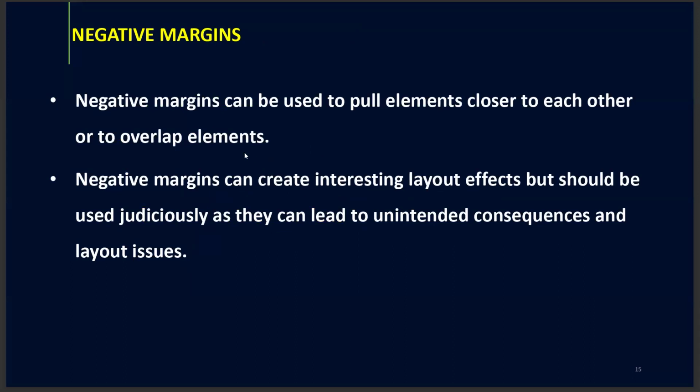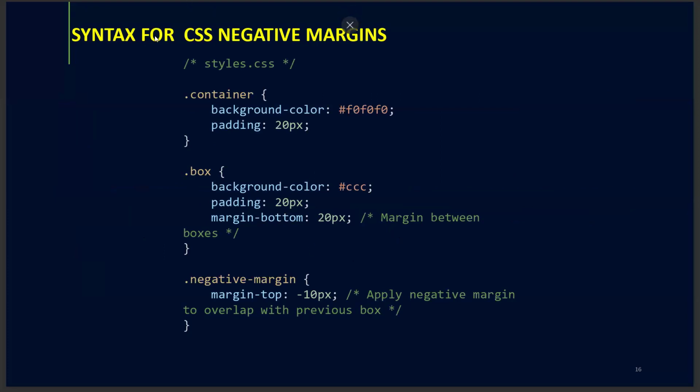Now we also have what we call negative margins. Negative margins can be used to pull elements closer to each other. Negative margins can create interesting layout effects, but should be used judiciously as they can lead to unintended consequences in layout. So you need to be very careful while applying that. This is how you use the negative margin: you just say margin-top minus 10px to overlap the previous box.